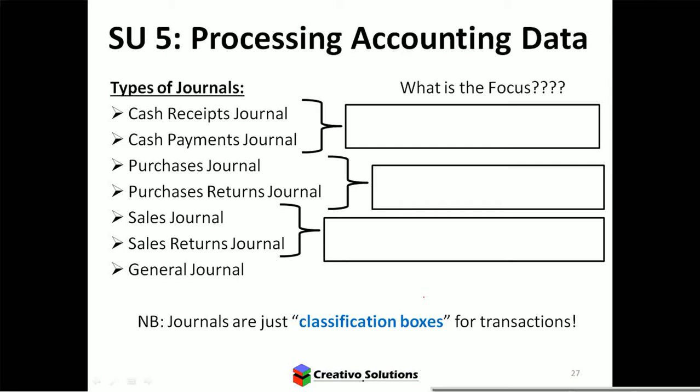Right, so what am I going to group in the cash receipts and payments? What is the focus going to be in those two journals? Buying and selling. Using what? Cash. Okay, so bank will either go up or down.